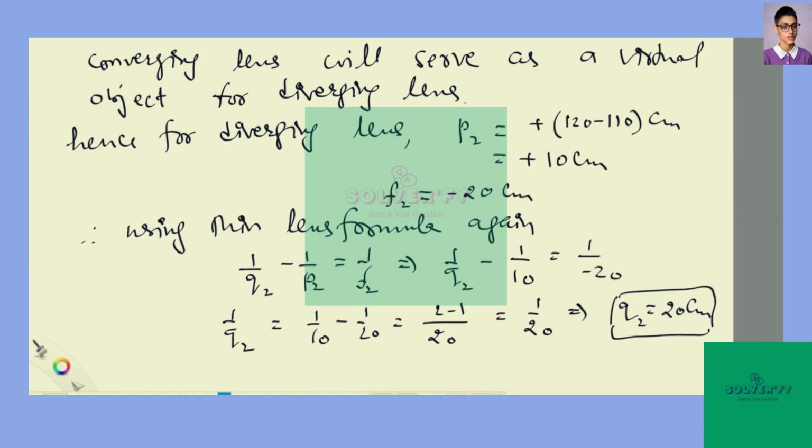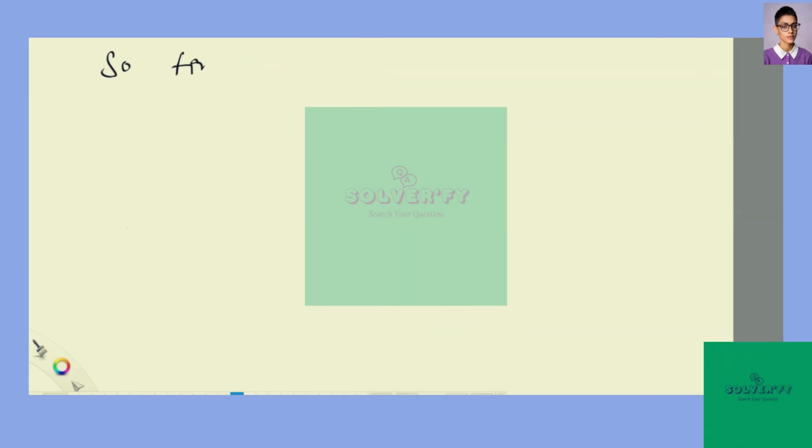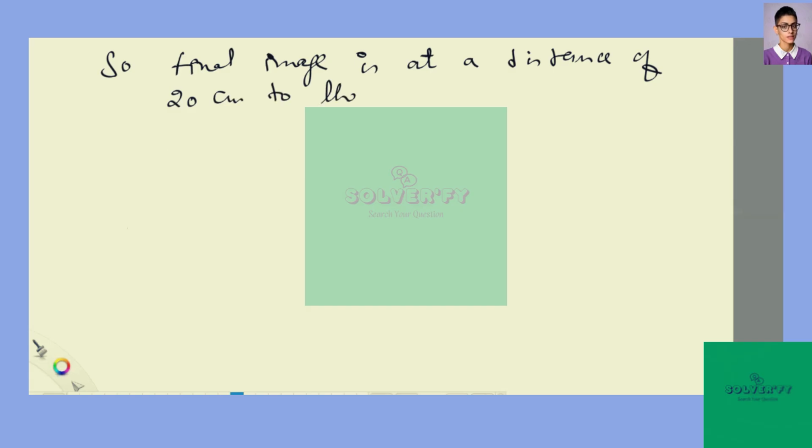So as an answer of the first part, we can write: the final image is at a distance of 20 centimeter to the right of the diverging lens. This is the answer for the first part.